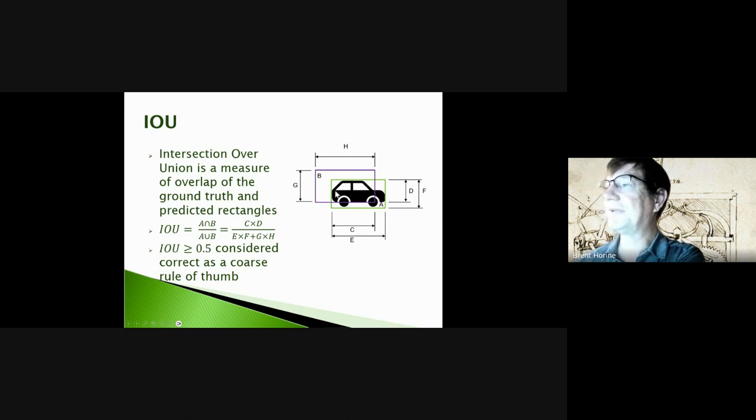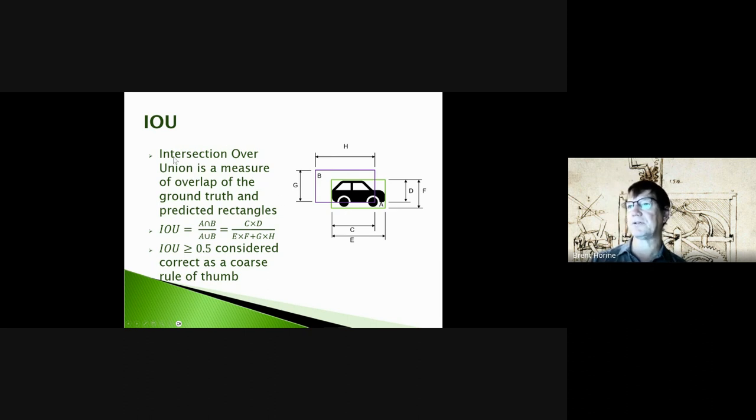Maybe it could be better, could be worse, but it's thinking that that's a car, but its bounding box is offset some, right? It's a little bit larger and a little bit offset, it looks like. So how do we assess how well that's doing?